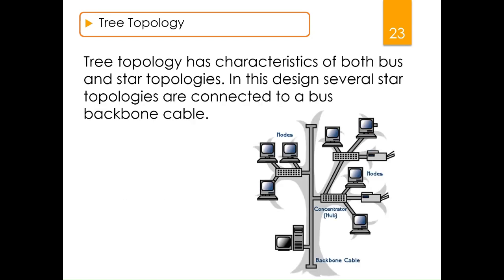A tree topology is a combination of star and bus topologies. It connects groups of star networks together to a main backbone cable, like branches of a tree.